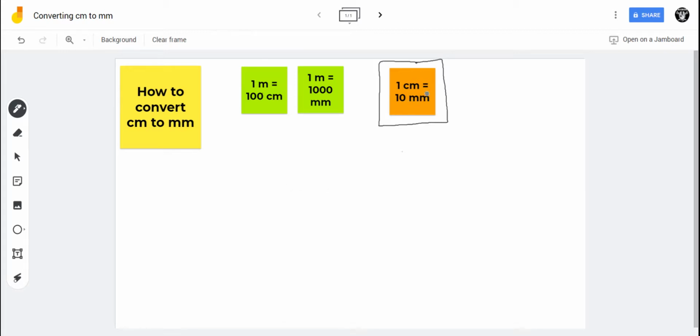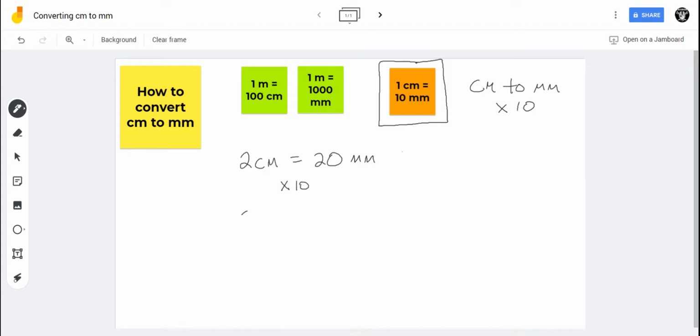So if 1 centimeter equals 10 millimeters, that means to get from centimeters to millimeters, you are going to multiply by 10, because you will need more of the smaller unit, which is millimeters, to equal the same number of centimeters. So 1 centimeter is 10 millimeters. And similarly, if you had 2 centimeters, you would end up with 20 millimeters, right? And you would get that by multiplying by 10.